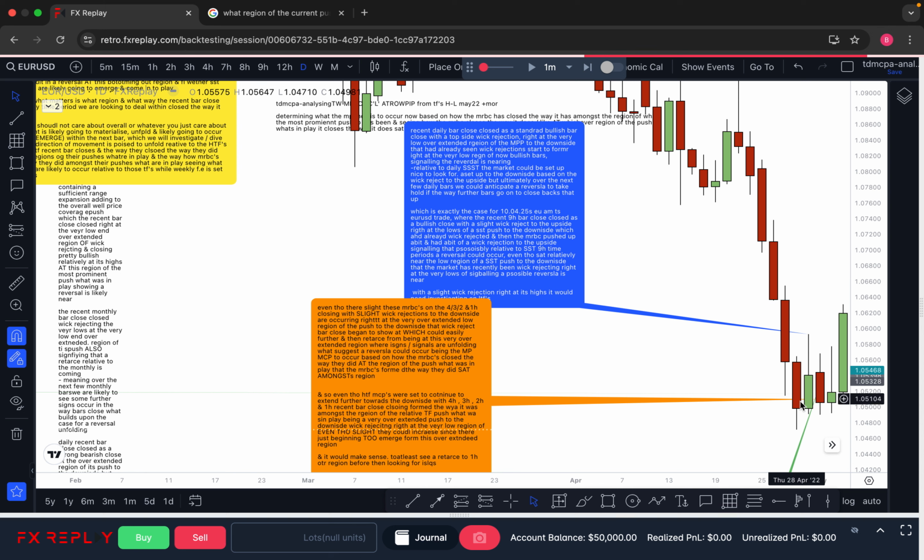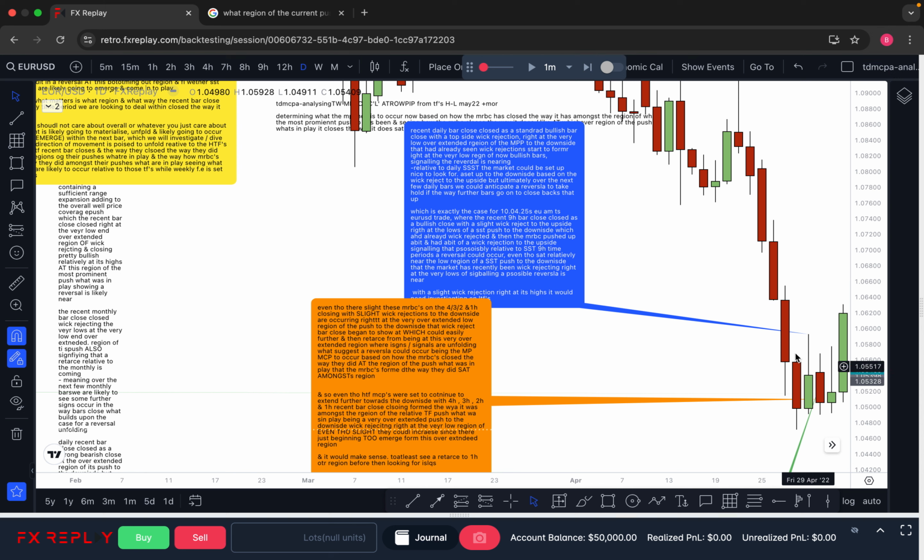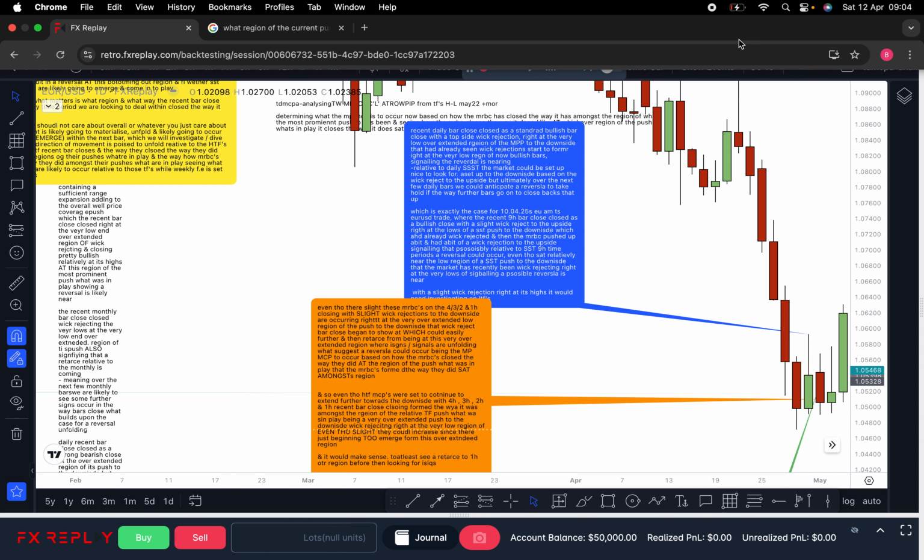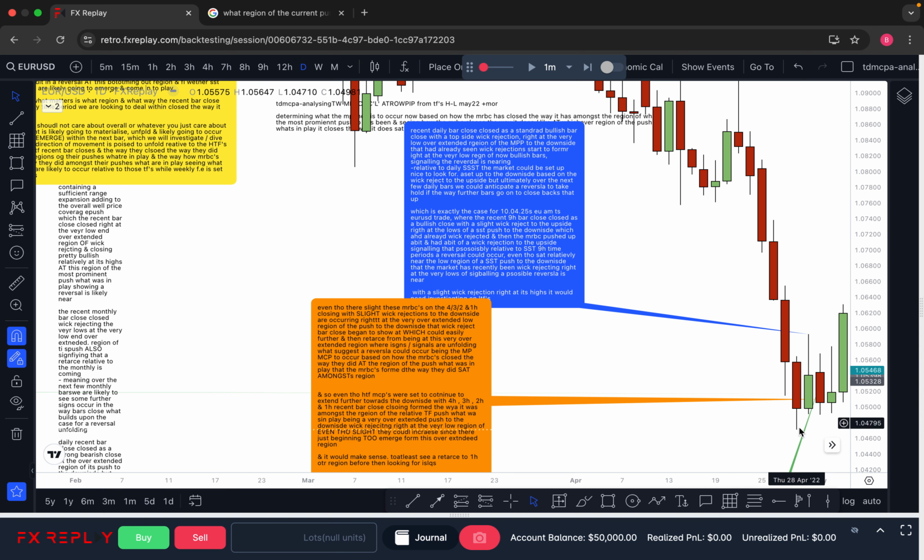So if you see here, you've got short-term pushes in play that started to emerge from this very healthy candle quantity, heavily sufficient candle quantity, all with sufficient range expansion to the downside. But ultimately, where did the most recent bar close? If this is your most recent bar close and you're looking at the chart from this bar, it closed right at the very low overextended region of a push to the downside, with a wick rejection right at the very lows, suggesting that further signs are likely to show that a reversal is likely to come.